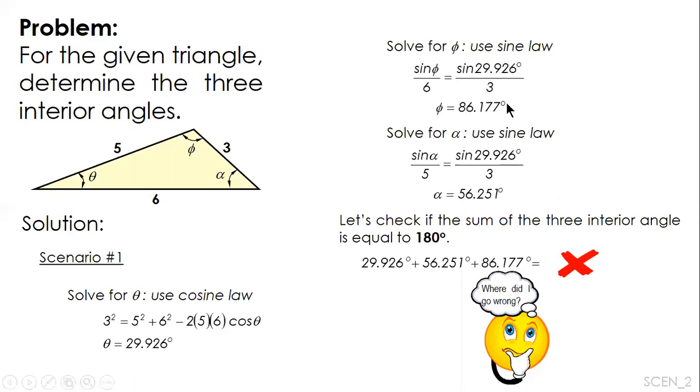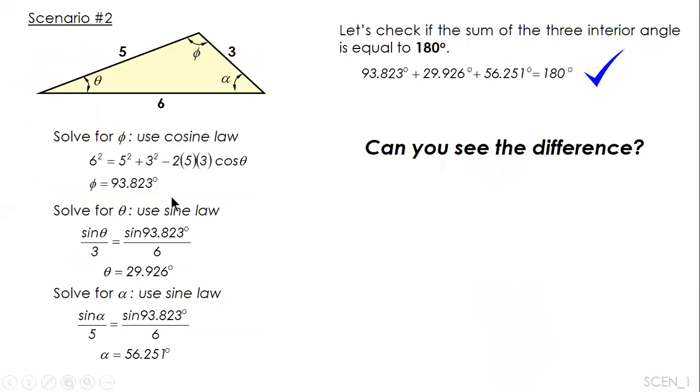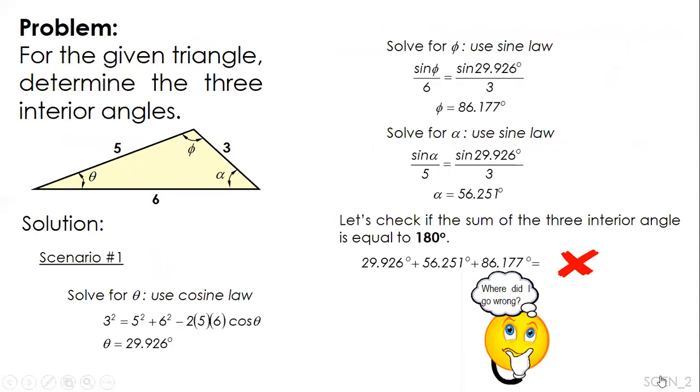Okay, so let's focus on phi. Why is it that in scenario 1, you only have 86 point something, while in scenario 2, you have 93.823? Why are they not equal? To some, it may bother you that they are not equal. Okay, here's the reason. With sine law, the answer it gives is always acute. It will not give you an obtuse angle.